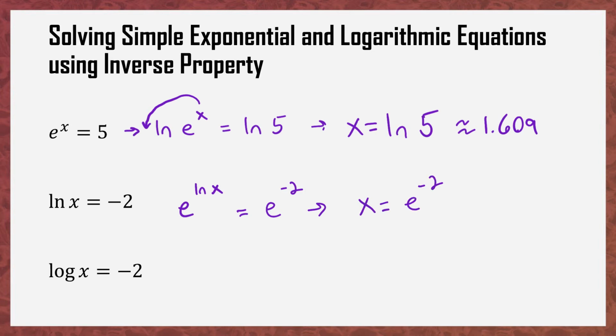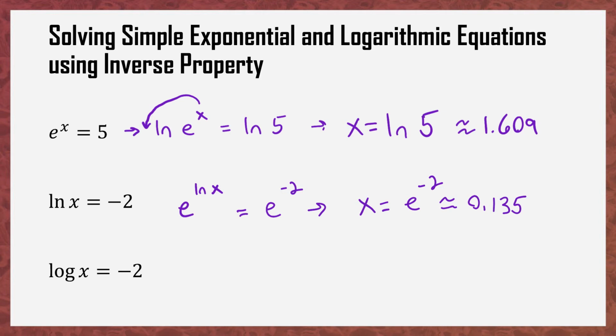And remember, e, Euler's number, is 2.71, but it's irrational. It keeps going. So I will use my calculator for that. Most calculators have an actual e button. So e to the negative 2 power is approximately 0.135. So the ln of 0.135 is approximately -2. Okay, let's move on to the last one.